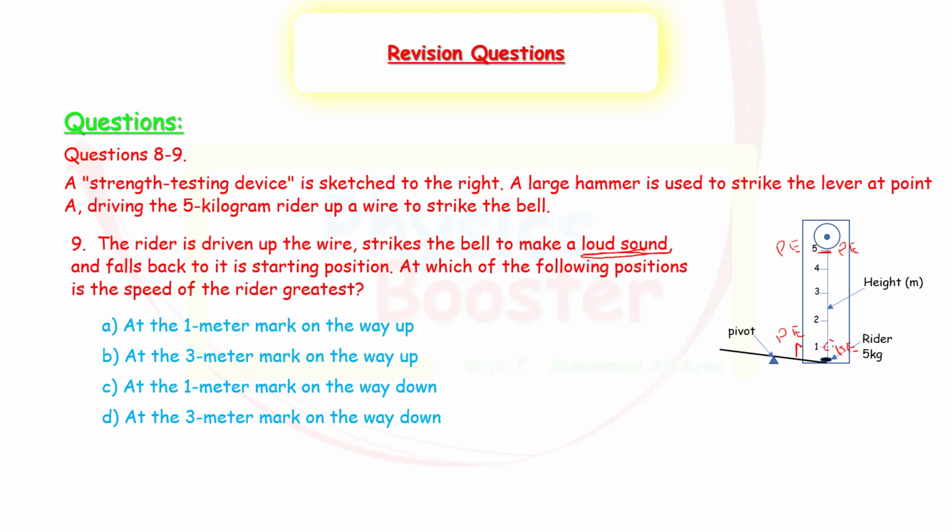But there's a small trick in this question. It says that it strikes the bell to make a loud sound. So we have some energy losses. Some of the energy was lost when the rider hit the bell. So we will have less energy when it's going down than the energy it had when it's going up. This means that the fastest point will be at location number 1, or at 1 meter high when it's going up, not going down. It will have its highest kinetic energy or highest speed at the 1 meter mark when it's going up.